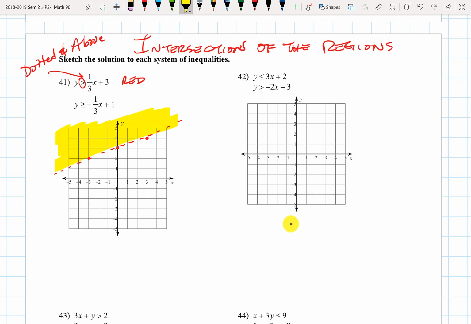Okay, so there's the first one. Let me switch colors here to green. So let's start at 1 here. Okay, and we're going to go -1/3. So we're going to go down and right on this one. So down and right, and then down and right. We're off the grid, so I'm going to reverse it right here. And this one's going to be solid and above.